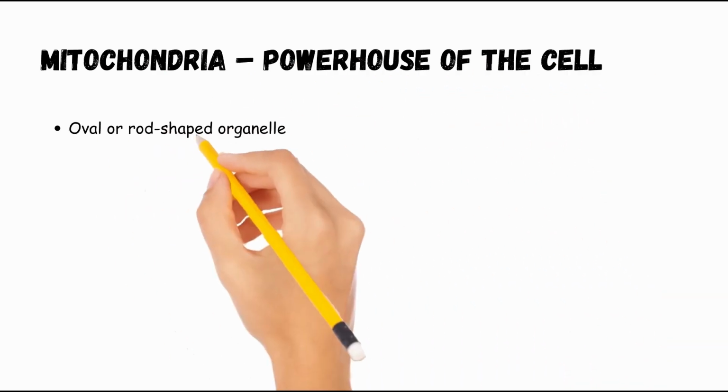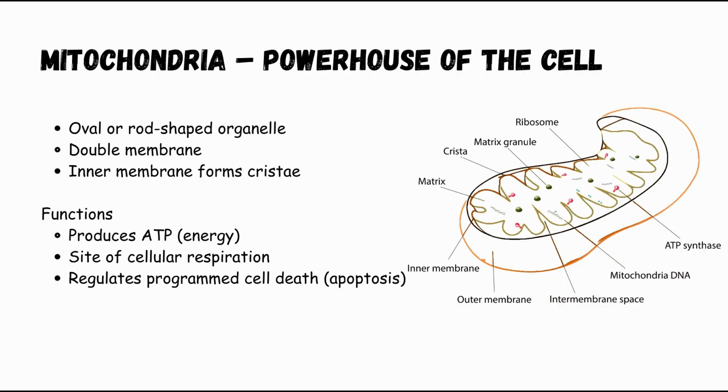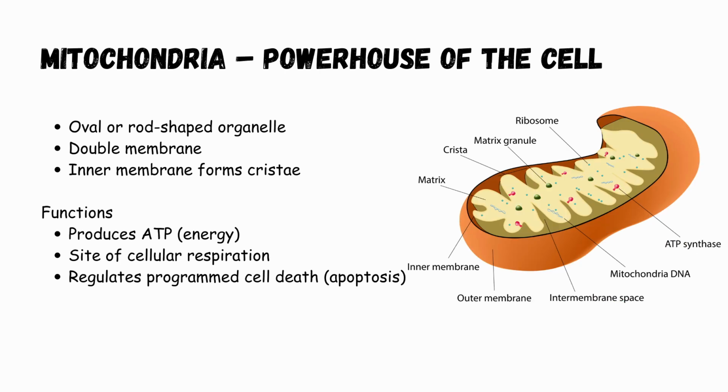Mitochondria are known as the powerhouse of the cell because they produce energy in the form of ATP. They have a double membrane, with the inner membrane forming folds called cristae, which increase surface area for energy production. Mitochondria are the site of cellular respiration. Cells with high energy demand, such as muscle and nerve cells, contain more mitochondria.